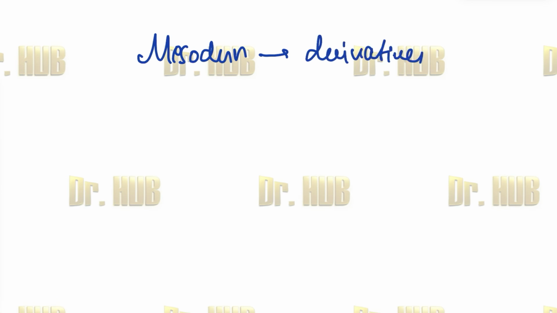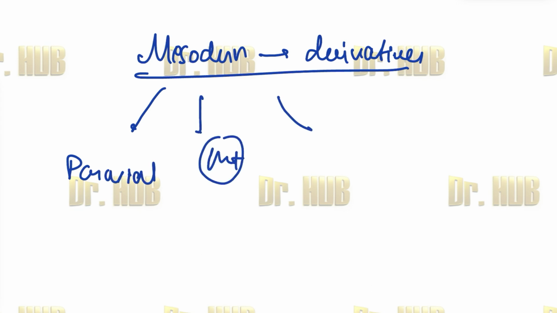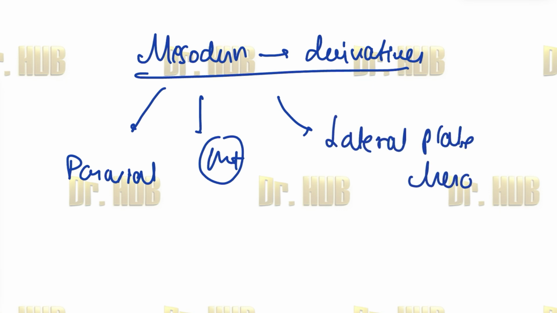Now let's understand the derivatives of the mesoderm. So, mesoderm and its derivatives. The first one being the mesoderm is divided into paraxial, intermediate, and the lateral plate mesoderm. Now let's understand each one.